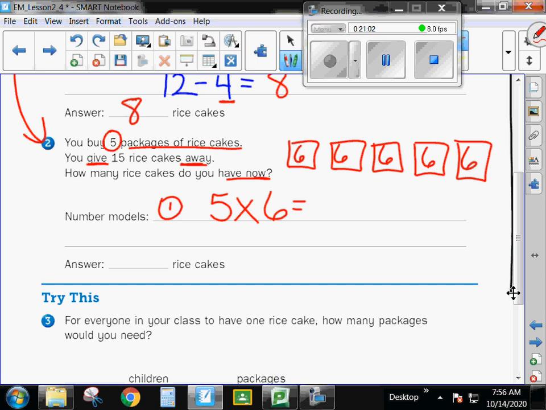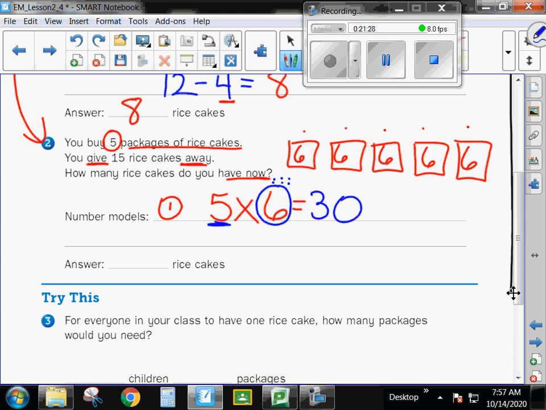Now, guys, you can either add the 6 plus 6 plus 6 plus 6 plus 6, or now that you know it's 5 times 6, remember we have a strategy for times 5. If it's times 5, we can hold up 6 fingers and count by 5s. So 5, 10, 15, 20, 25, 30, right? We can either add up all these 6s or we can just count by 5s. So my answer is 30. 5 times 6 is 30.